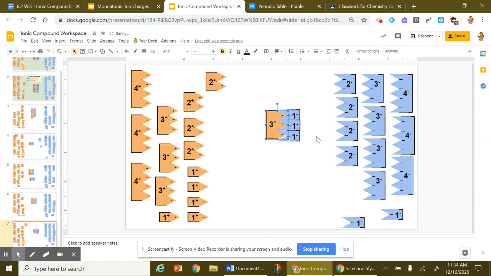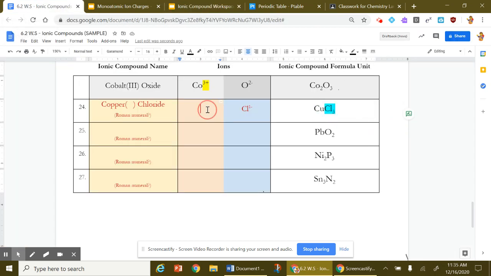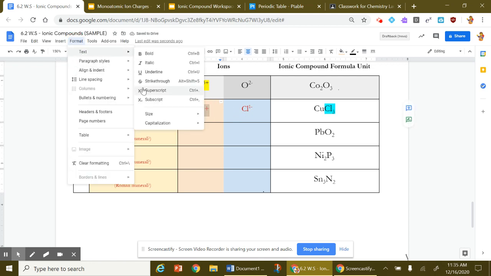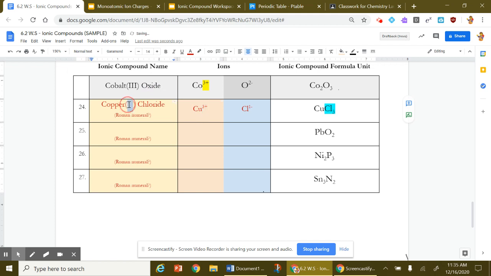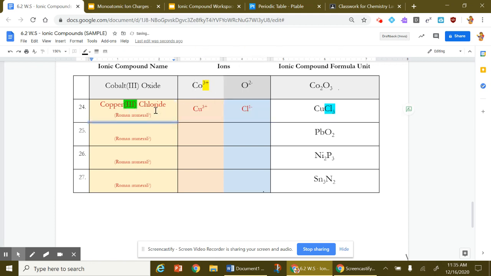Yes, this is copper 3 chloride, because only a copper with a 3 plus charge could cancel out those 3 chlorides. So, yeah, this copper has a 3 plus charge. Format, text, superscript. So the name of this thing is copper 3 chloride. This is critical. You have to include the name with the Roman numeral here, because copper can have many charges.